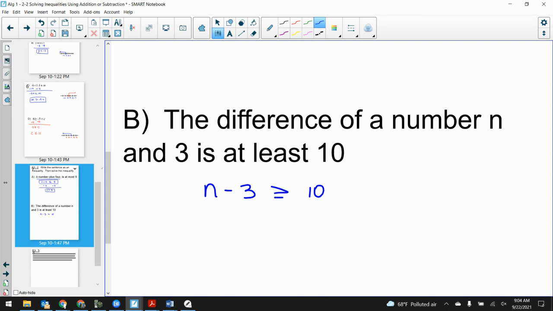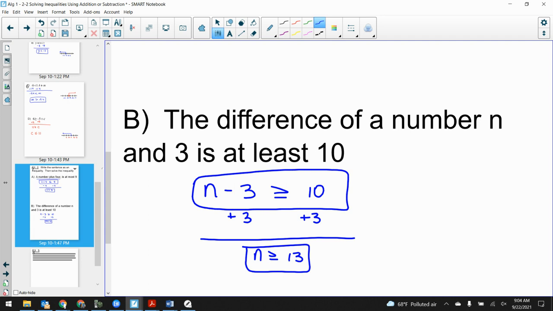Now let's, again, logically reason it through. If it's at least 10, could it be under 10? No, because it's got to be at least 10. That implies that I want 10 or more. So greater than or equal to 10. Add the 3 to both sides. n is greater than or equal to 13. So those are my two answers: write the inequality and solve.